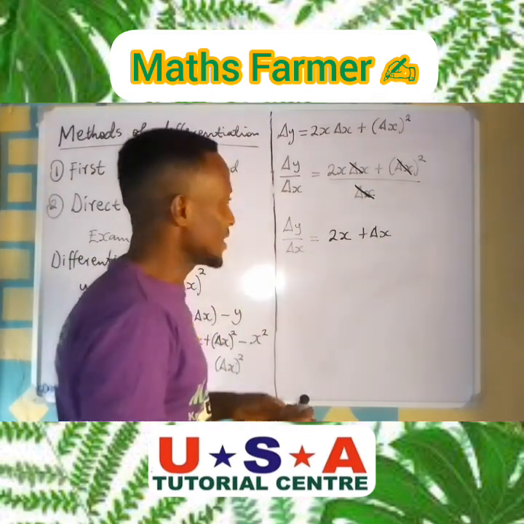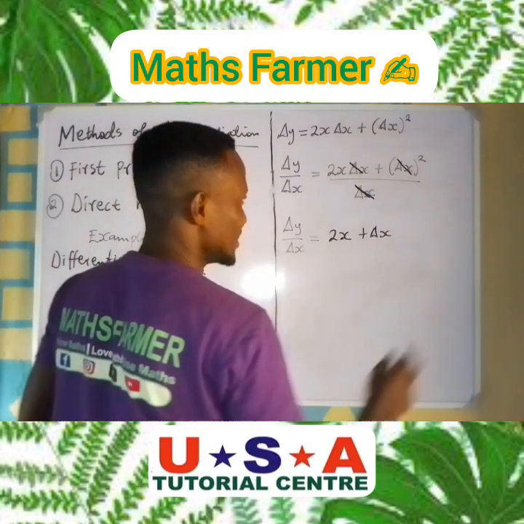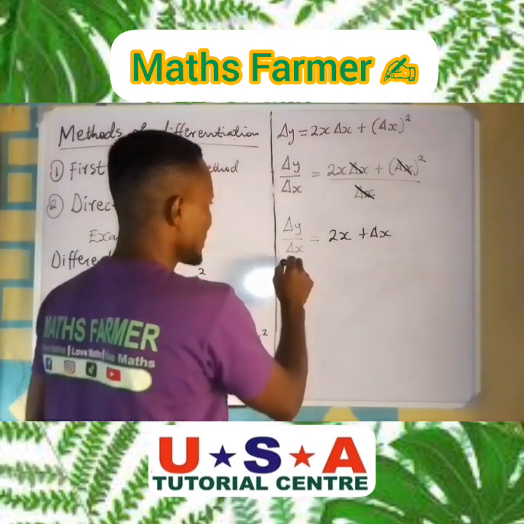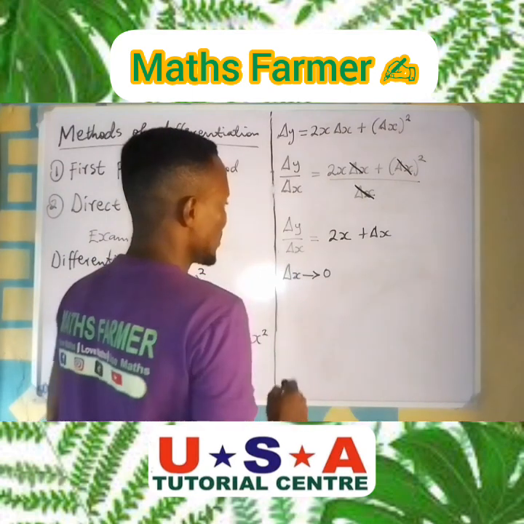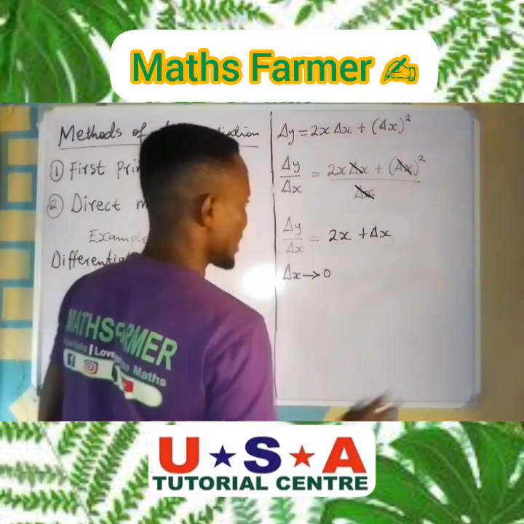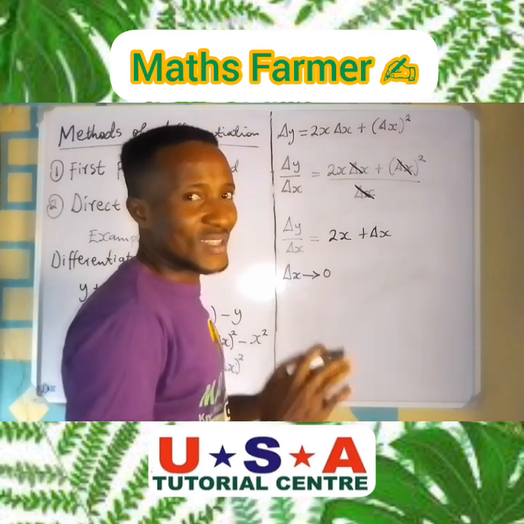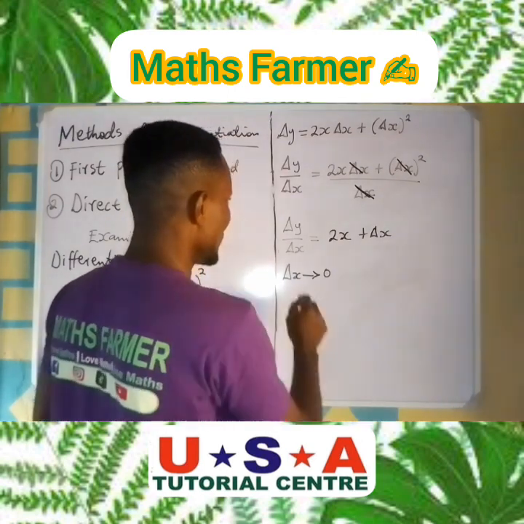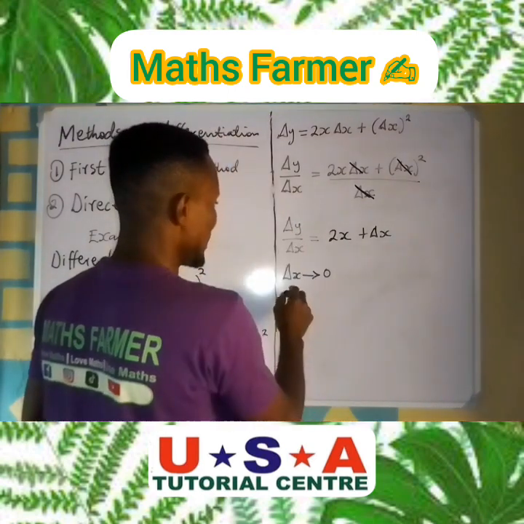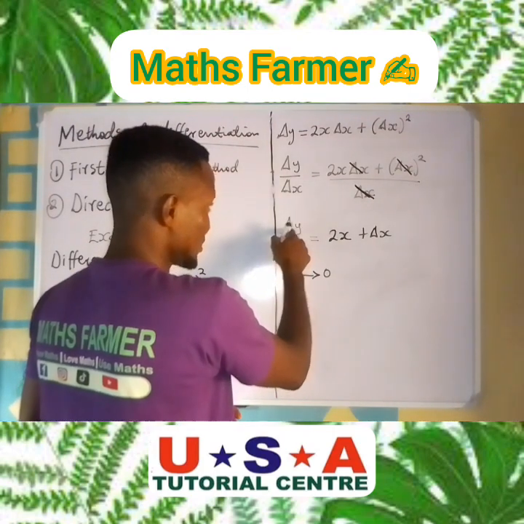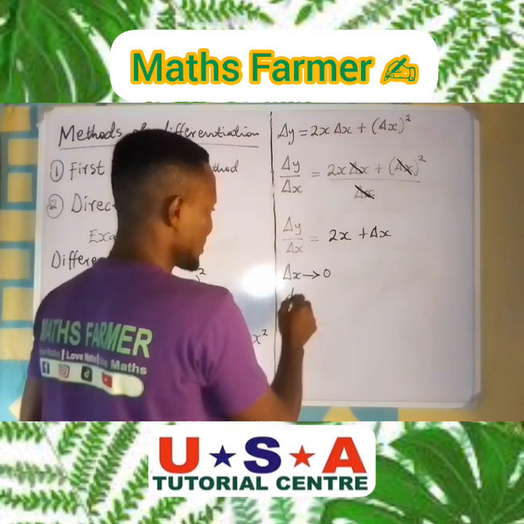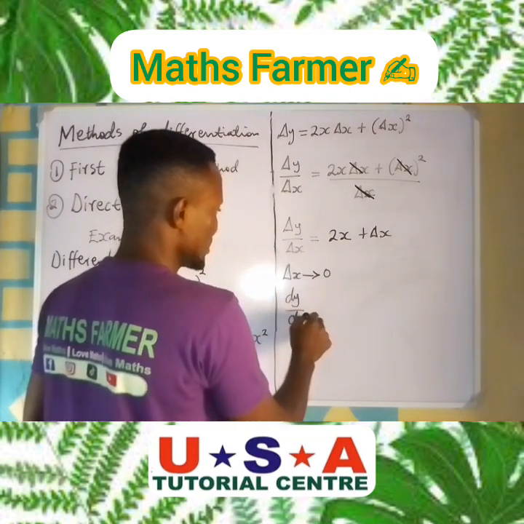So now, the next step, take the limit. Take the limit of delta x on the right hand side. What does limit mean? Whenever you see delta x on the right hand side, you put 0. And we are going to change this delta y all over delta x to dy dx.